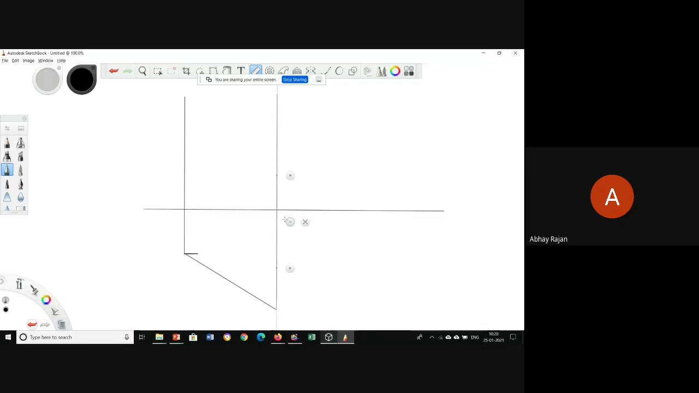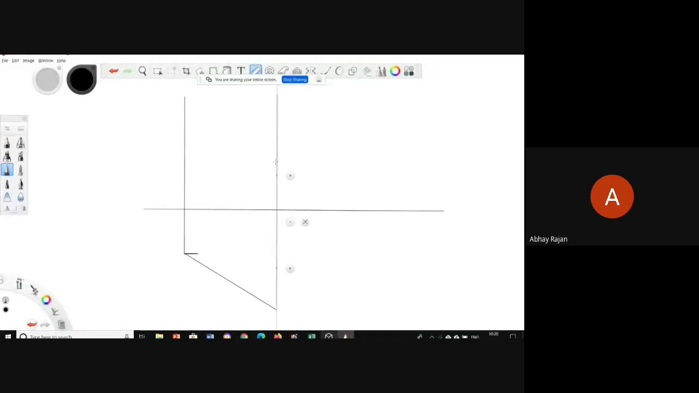These lines will be thin lines, not thick lines. And it is mentioned that the line is 30 mm behind VP, so that will come above the XY line, right? So you can measure this line. Wherever it comes 30 mm, you can draw a parallel line with the help of a ruler. Consider this as the 30 mm you have taken. So you'll be drawing a line likewise.